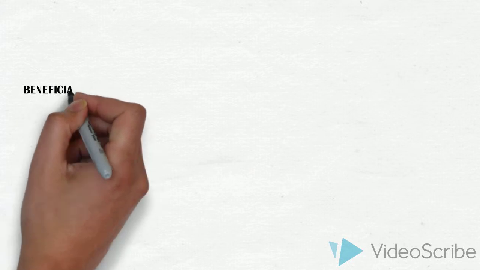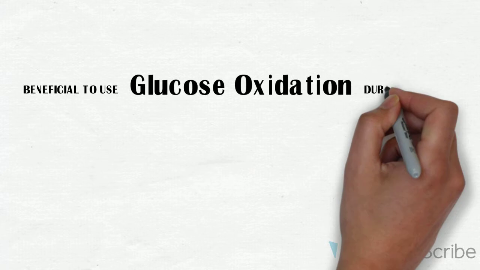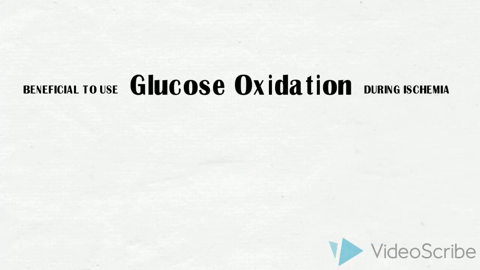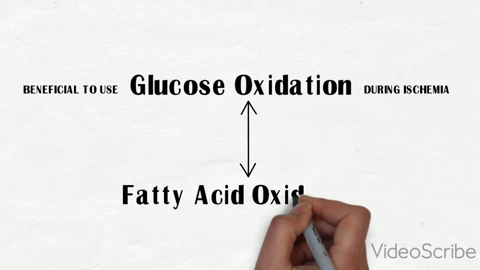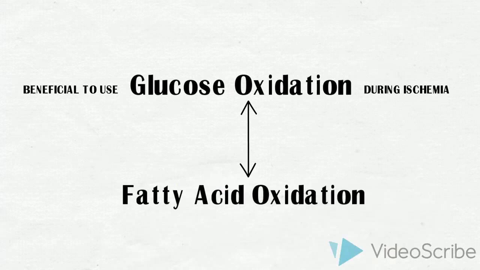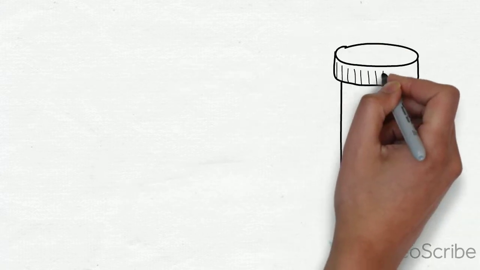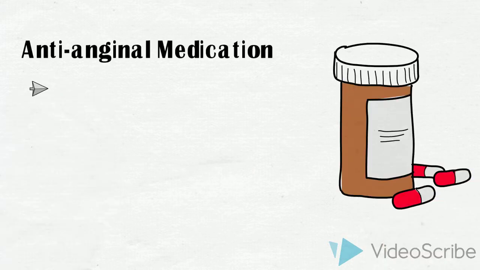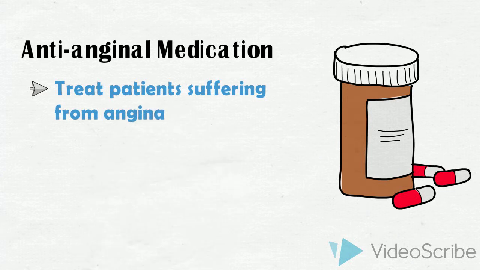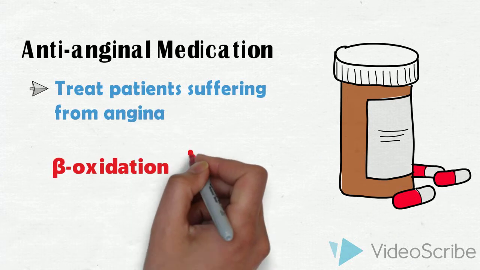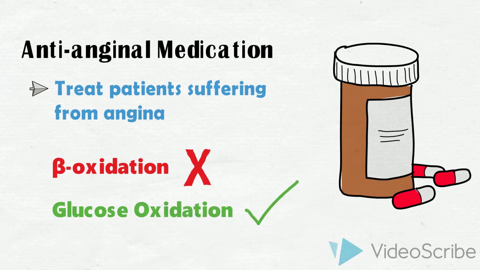It would be beneficial for humans to use glucose, a more oxygen-efficient fuel, as the primary source of energy during ischemia. However, it is important to note that humans cannot voluntarily switch between oxidation of glucose and fatty acids. Anti-anginal medication is a promising strategy that can be utilized to treat those suffering from angina due to ischemia and is believed to be achieved by inhibiting beta oxidation and increasing oxygen-efficient glucose oxidation.